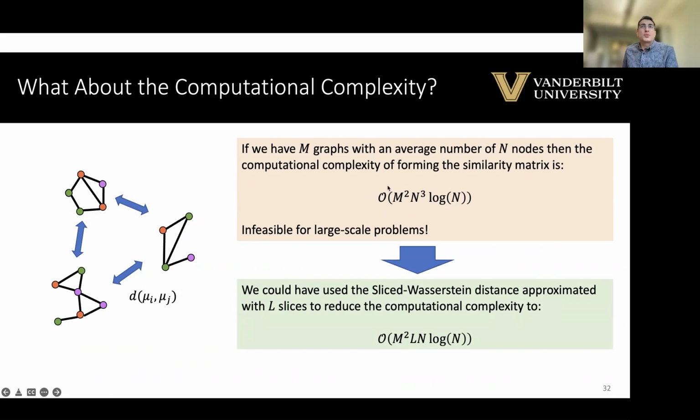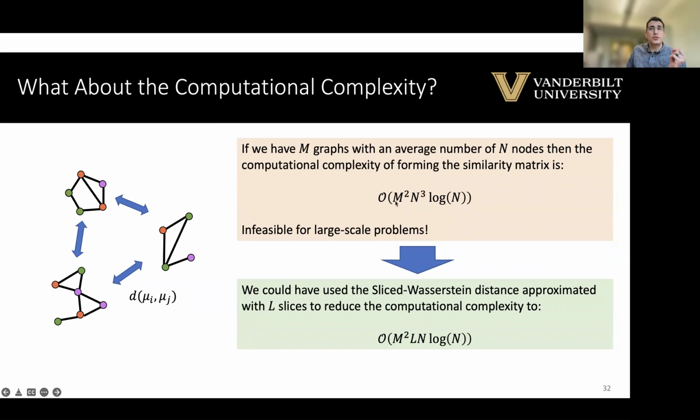And then the only thing that's kind of the bottleneck here for us is, if we do it in this way, and we have m graphs in a data set, and on average we have n nodes in the graphs, we need to calculate these pairwise Wasserstein distances. We mentioned that the Wasserstein distances are going to cost n cubed log n. And then if you're using the entropy regularized version, n squared log n.